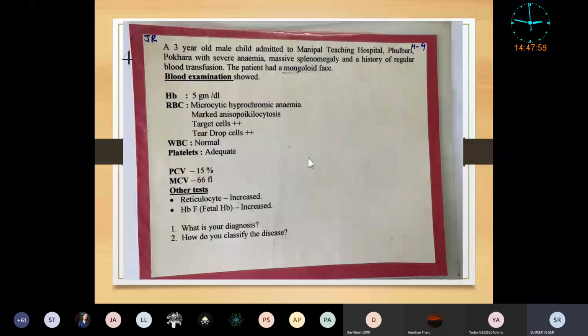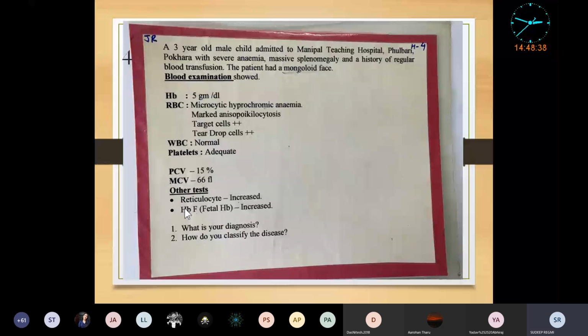A 3-year-old male child admitted in our hospital with severe anemia, massive splenomegaly, and history of regular blood transfusion. The patient has a mongoloid face. The blood examination showed hemoglobin is again 5 gram per deciliter. RBCs are microcytic hypochromic. Marked anisopoikilocytosis is there, and there are many target cells along with many teardrop cells. WBC is normal, platelet is also adequate. PCV and MCV decreased. Other tests which are done, reticulocyte is increased and fetal hemoglobin is increased.